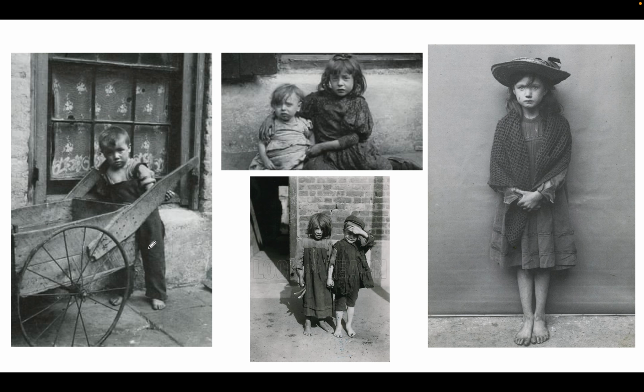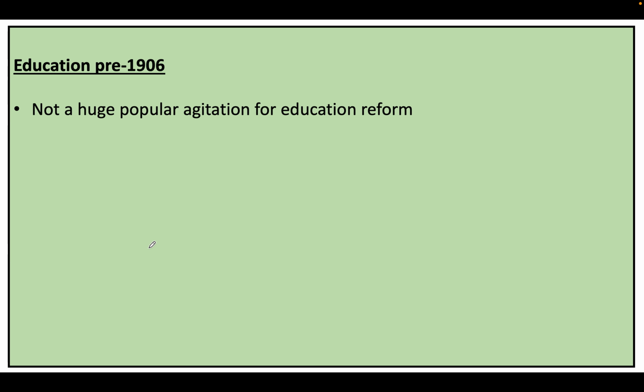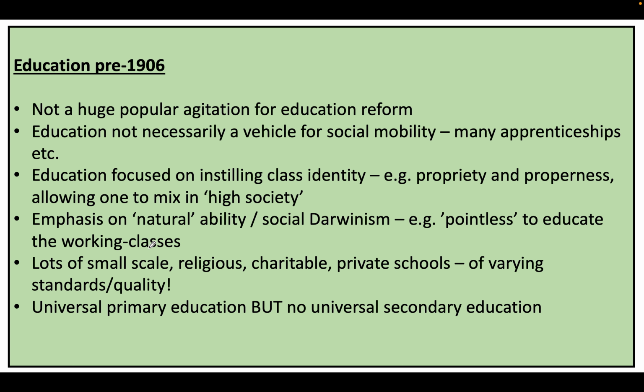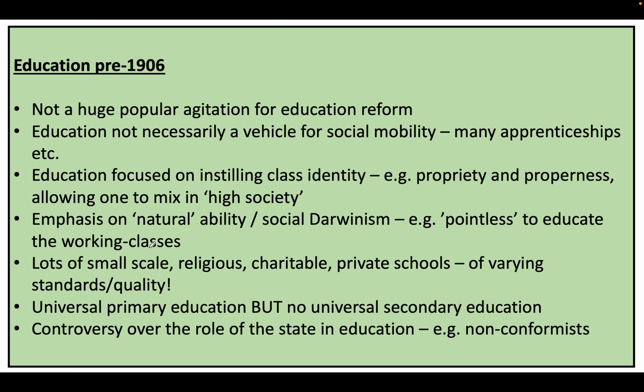Now, the other group of people that the liberal social reforms are trying to support are children. This is just a little bit on education pre-1906. You don't really need to have a huge amount of knowledge on this, but it would be useful to just have a general understanding of the limitations of education. There's no universal secondary education. Most children are educated to the age of 11, or maybe even the age of about 9, and then no more.